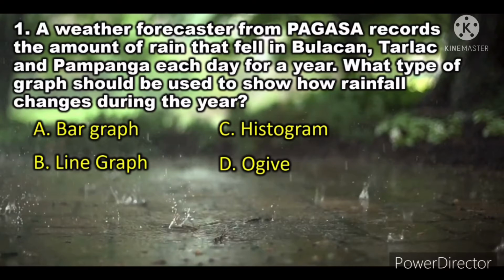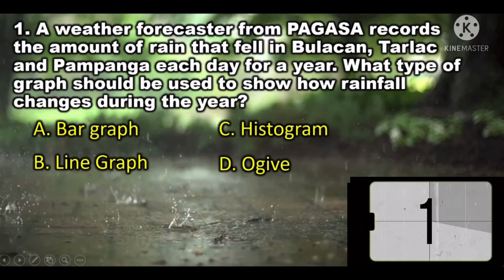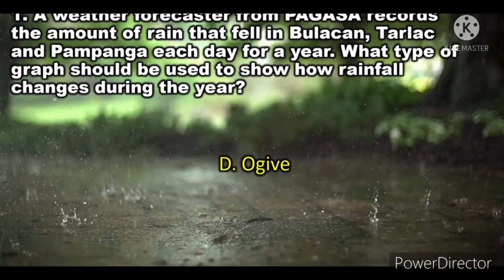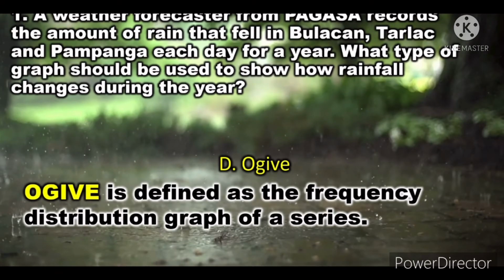Again, a weather forecaster from Pag-asa records the amount of rain that fell in Bulacan, Tarlac, and Pampanga each day for a year. What type of graph should be used to show how rainfall changes during the year? A. Bar graph. B. Line graph. C. Histogram. D. Ogive. You have 3 seconds to answer these questions. Your time starts now. If your answer is ogive, then you are correct. Ogive is defined as the frequency distribution graph of a series.